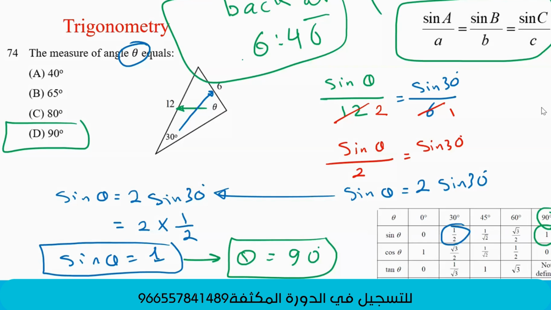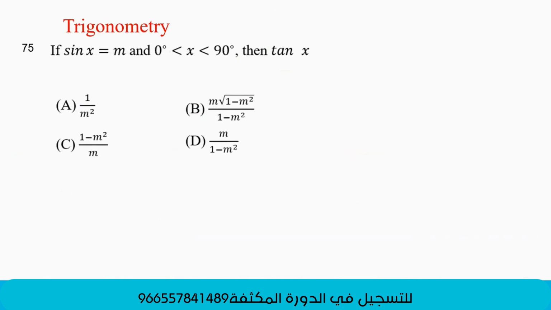Okay, so problem number 75. If sine x is m and x is in the first quadrant, since this is the first quadrant, I know it's All Students Take Calculus, so all the functions are positive. So tan is going to be positive, cosine is going to be positive, so there is nothing to worry about, plus or minus. Everything is going to be positive. So I need to find tan x.